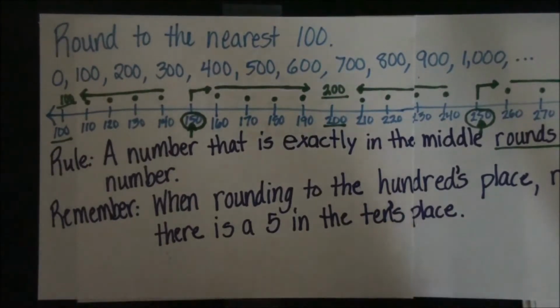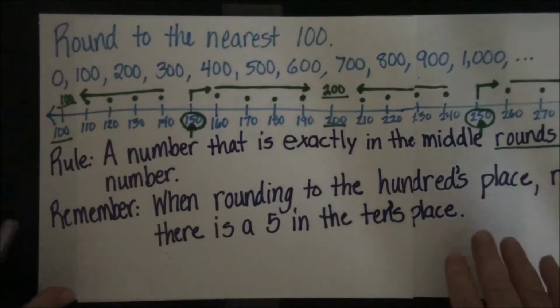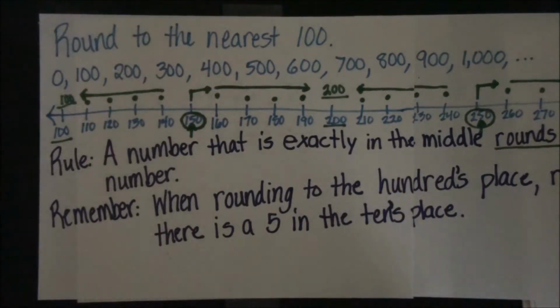But anyway, so when rounding to the hundreds place, round up if there's a 5 in the tens place. That's just a little something to remember that'll help you out to make it a little bit easier. Okay, now let's talk about how to actually do this.